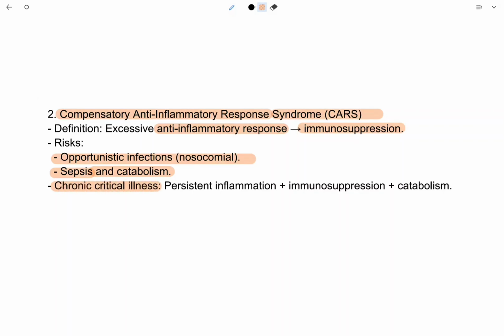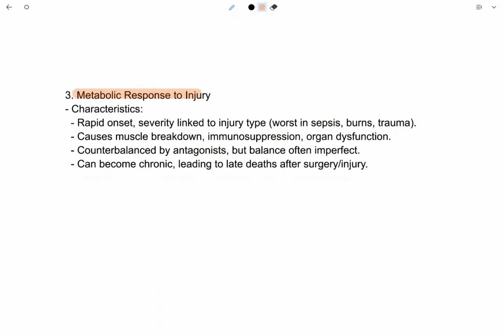Chronic critical illness: persistent inflammation plus immunosuppression plus catabolism. So what is chronic critical illness? It is the persistence of inflammation, immunosuppression and catabolism. Metabolic response to injury. What are the characteristics of metabolic response to injury?